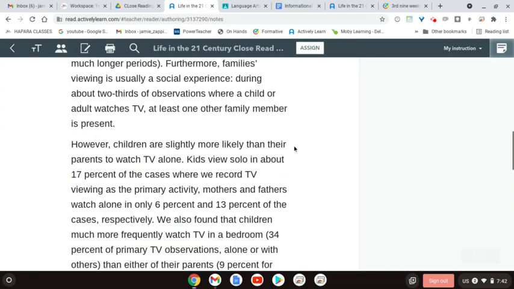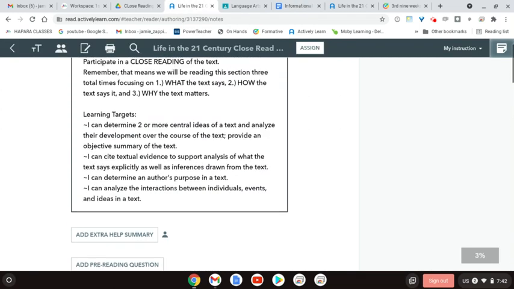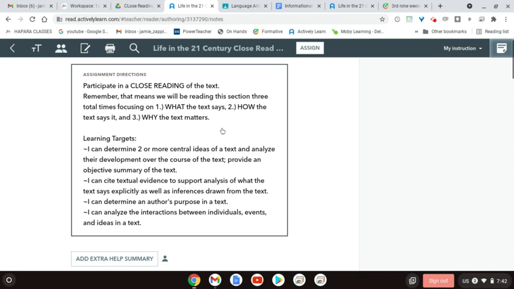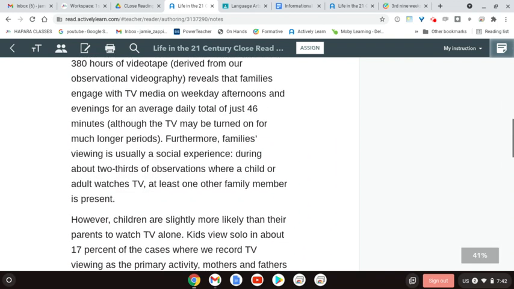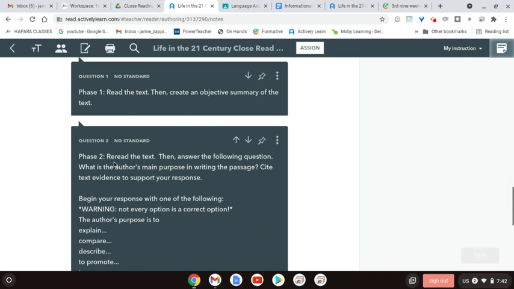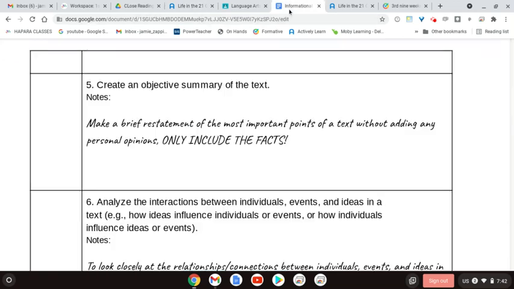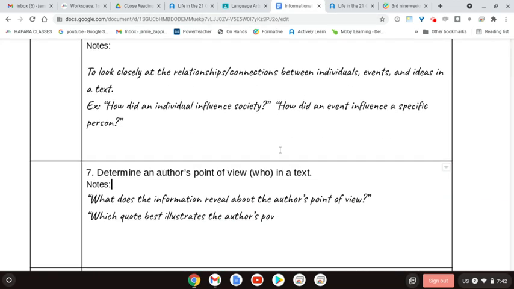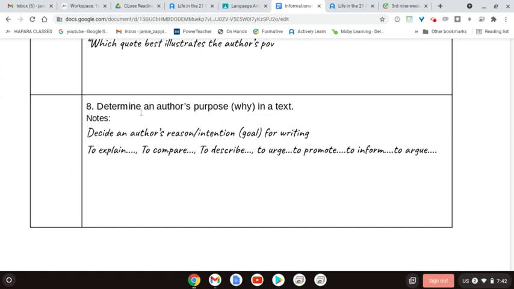From there, we're going to go into phase 2, our second reading of the text, where we read for how the text says it. As you reread the text this second time, I want you to think about and consider the following question. What is the author's main purpose in writing the passage? As we read for author's purpose in the passage, we're reading for learning target number 8, to determine the author's purpose, the why of the text. Basically, that means to decide the author's reason or intention, their goal for writing the text.